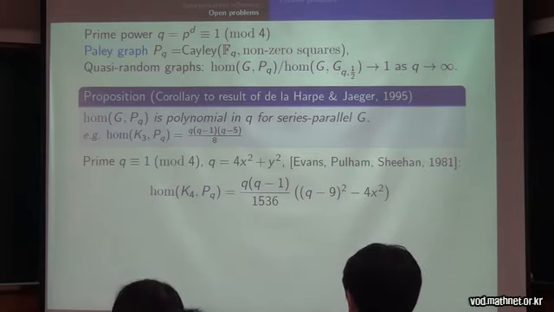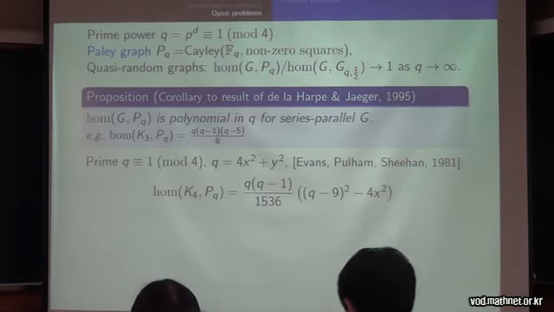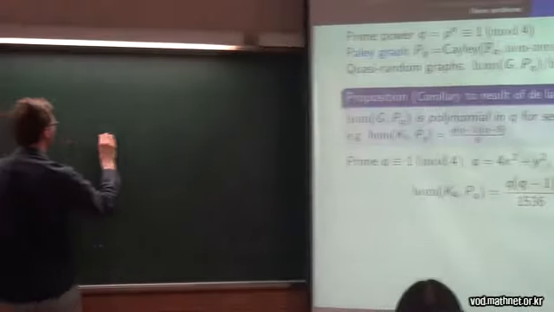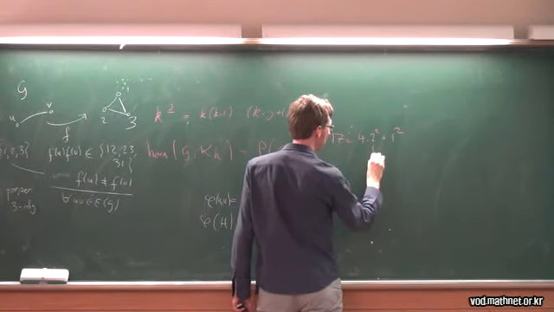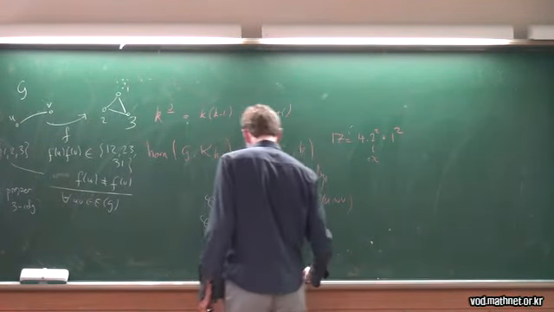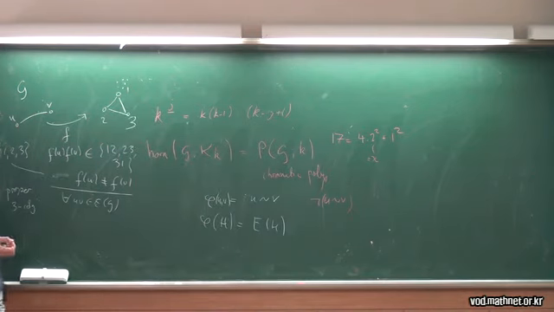So 17 is equal to 4 times 2 squared plus 1 squared, so this is X. And so there are no K4s in the Paley graph on 17 vertices, and this is well known to Ramsey theorists as being the unique graph on 17 vertices which has no K4 or complement in it.